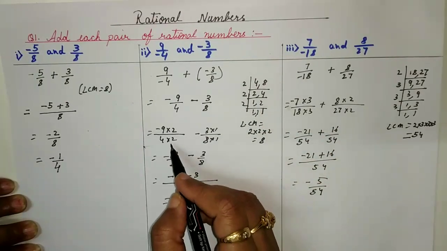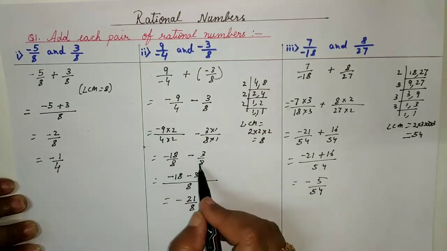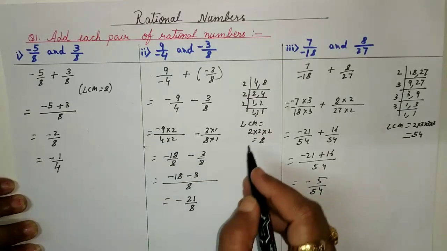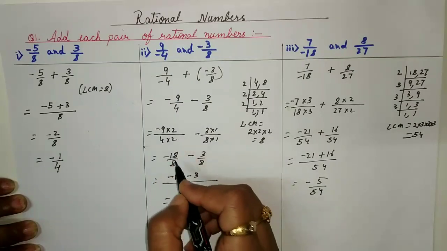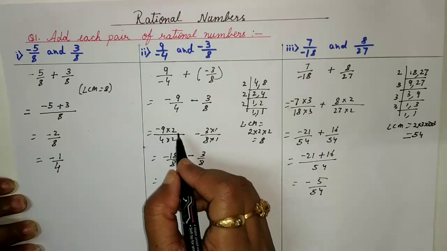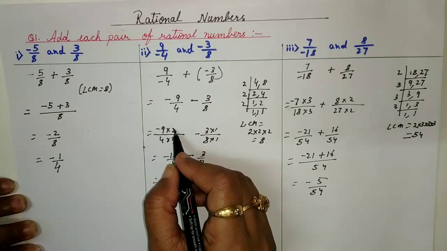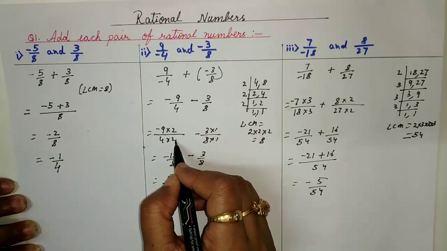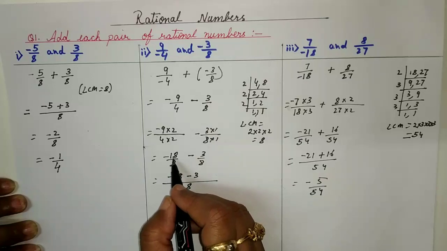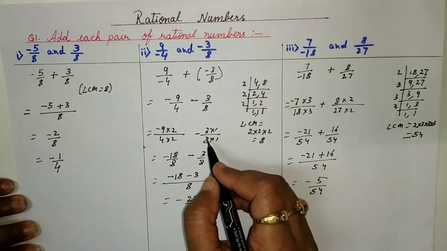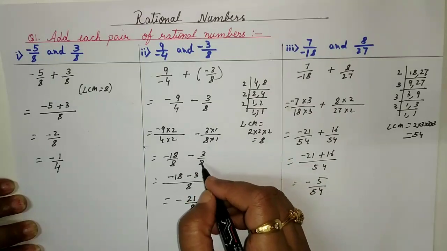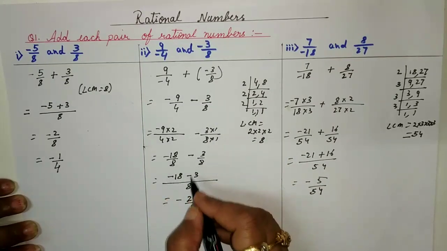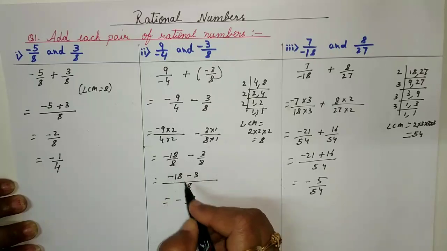Now why equivalent fraction here? We need to get a common denominator, and your denominator should be LCM. So 4, therefore if I multiply 2, I'll get 8. For equivalent fraction, the same number to be multiplied in the numerator as well as in the denominator. So you get minus 18 by 8. And it is already 8 here, so we have multiplied 1 over here. Minus 3 by 8. Now 8 is the common denominator of the LCM.